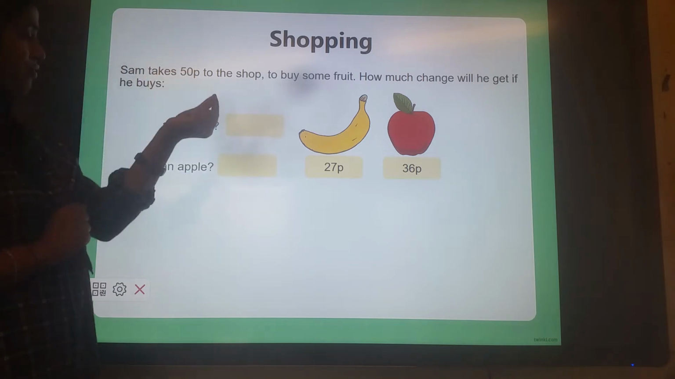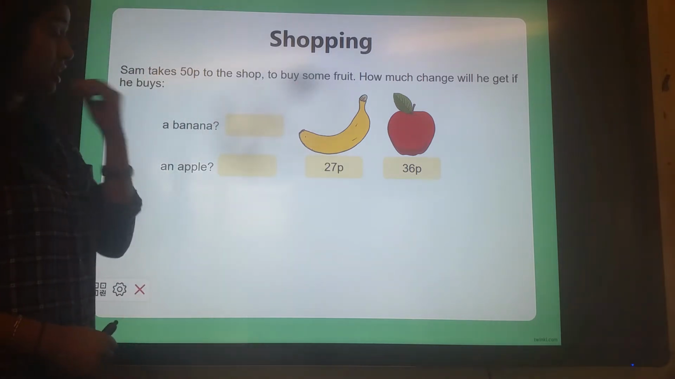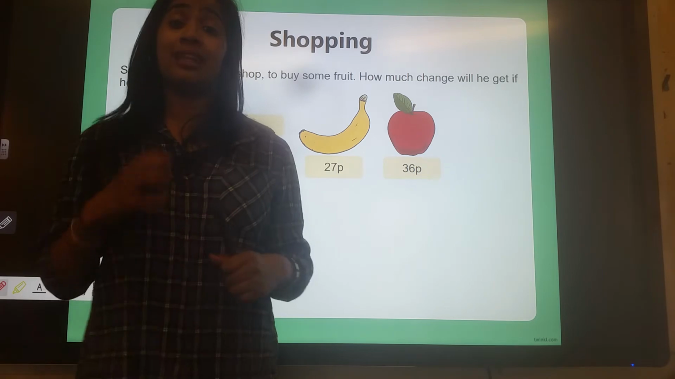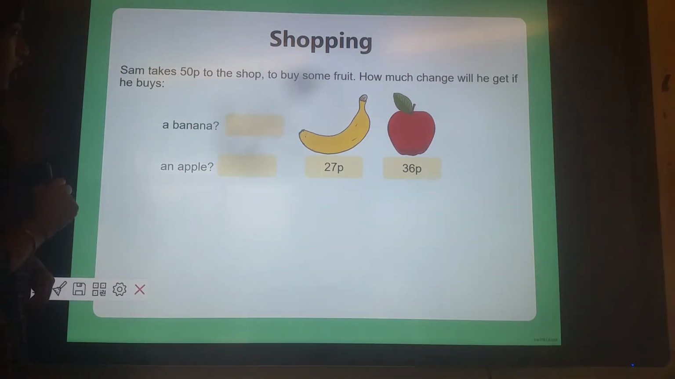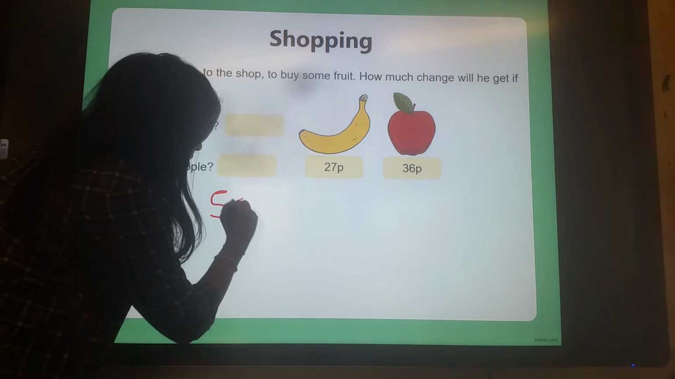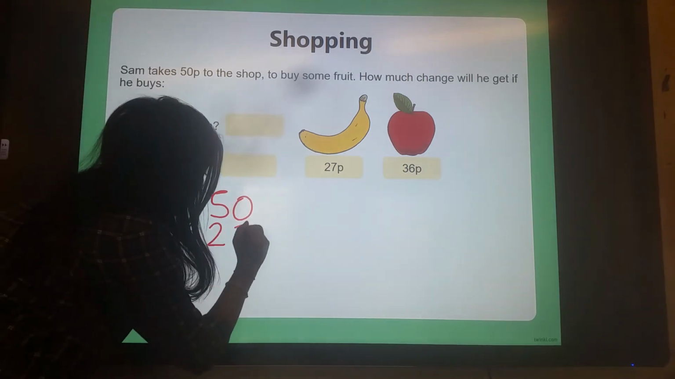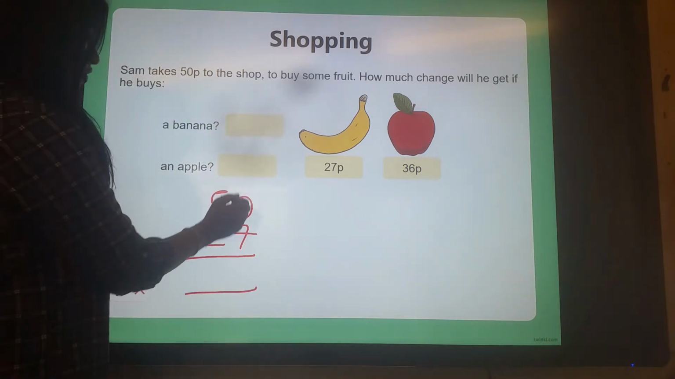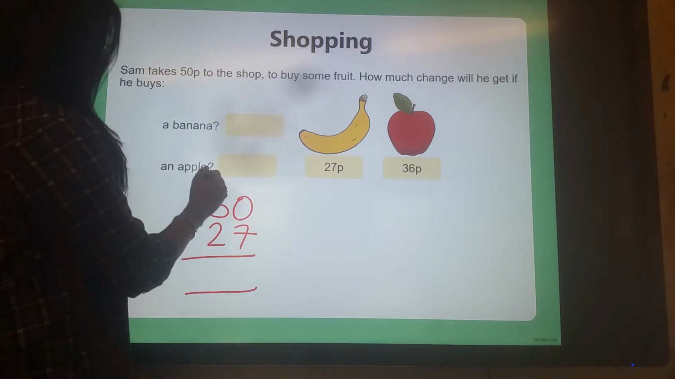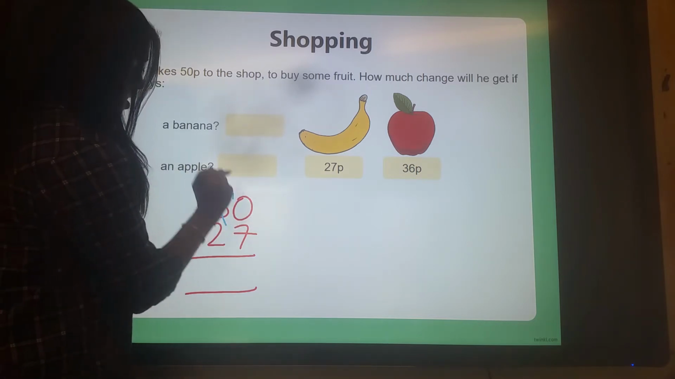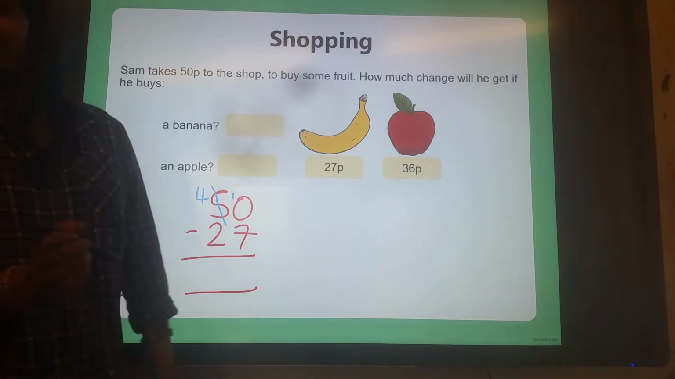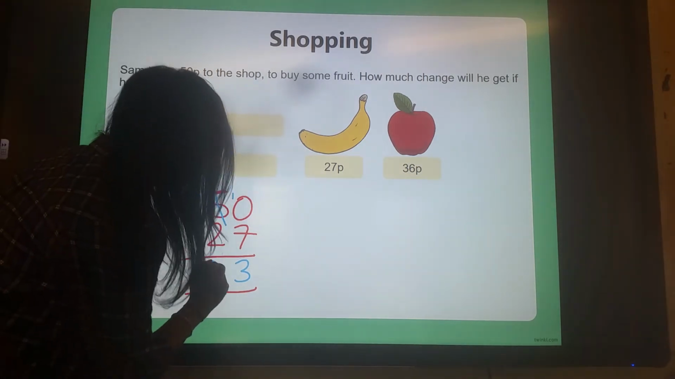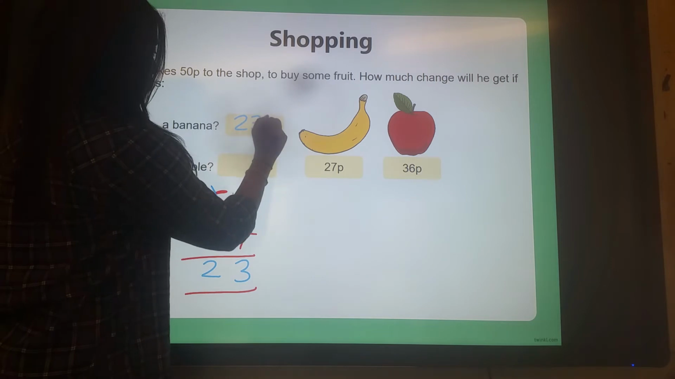So he has a 50p coin and he uses it to pay for a banana that costs 27p. Remember, when we're thinking about calculating the change, we need to think about subtraction, okay? So I'm going to start off by doing 50 minus 27. 0 minus 7, I'm not going to be able to do that, so I need to go to the tens column, and the 5 becomes a 4, and then that becomes a 10. So 10 minus 7 is 3. And then 4 minus 2 is 2. Good, well done. So my answer to this is going to be 23p.